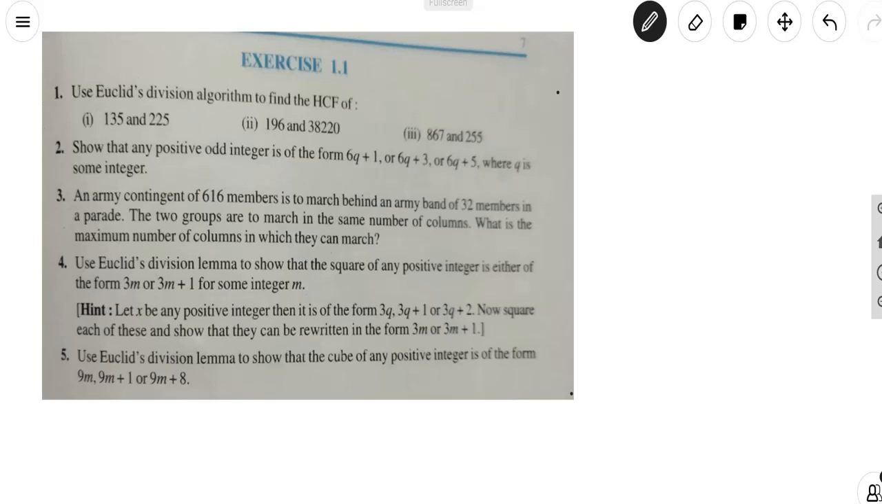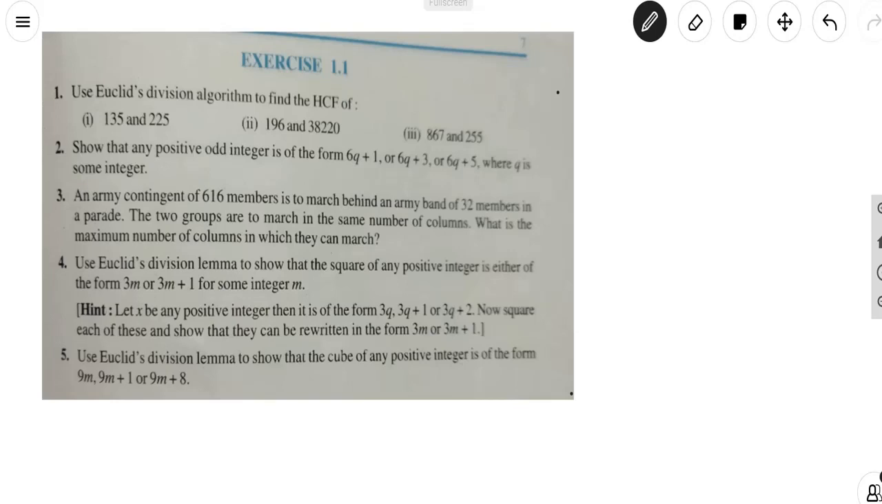CBSE chapter 1, Real Numbers. So I think you have seen my previous video. In my previous video, from Example Exercise 1.1, I have solved question number 1. In that, again, there are 3 sub-questions. Now we'll start with question 2.